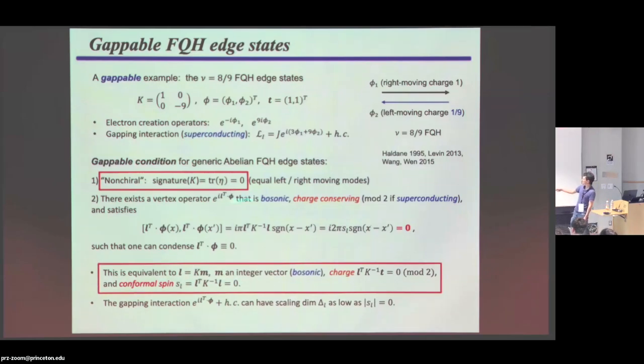I simplify this condition a little bit more. The requirement that the term has to be bosonic requires that L has to be the topological K matrix times some integer vector n. And also the charge, depending on whether it's superconducting or not, has to be 0 or 0 mod 2, and the conformal spin of this operator has to be 0. The other comment is that earlier we showed that the scaling dimension of this operator is lower bounded by the conformal spin of the operator. This is still true, and actually it's an achievable limit. Basically, your scaling dimension can reach as low as the absolute value of the conformal spin, and if the conformal spin is 0, it can go all the way to 0 and give you the mass term.